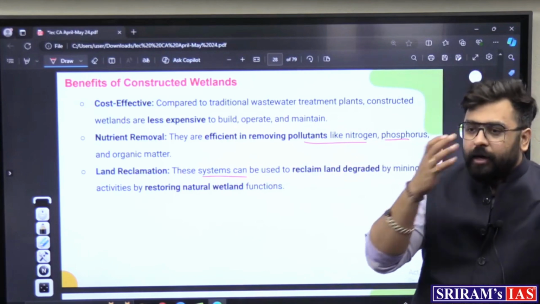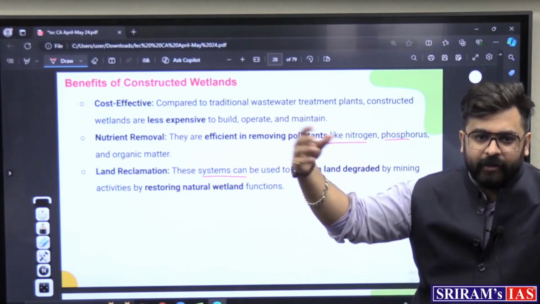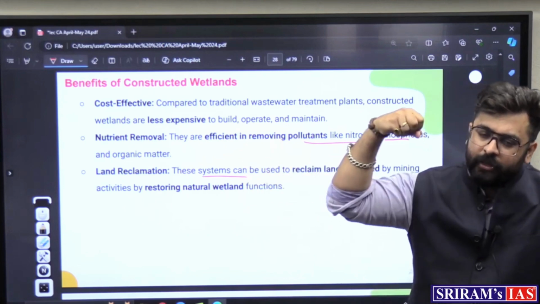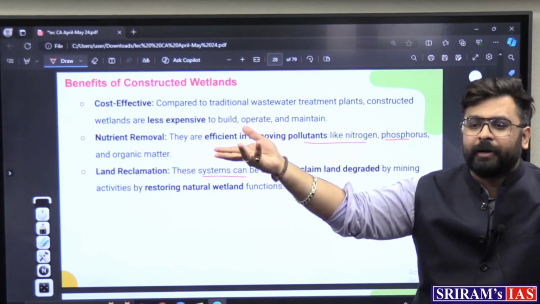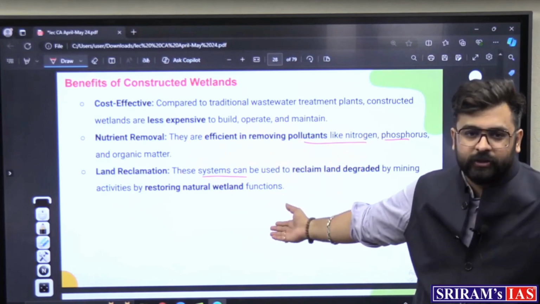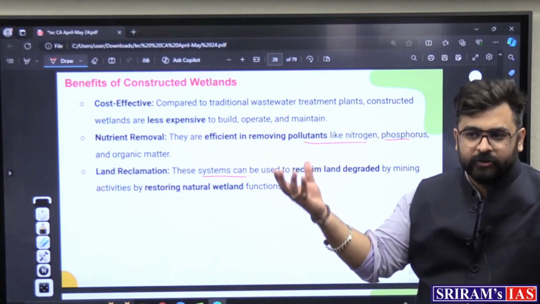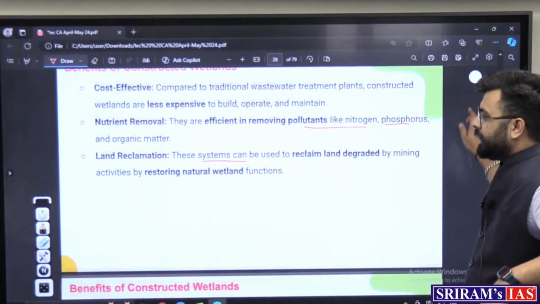Let's say an empty mine, there used to be a mine there, but all the mineral they have extracted and now this mine is empty, dumped. That region can be used as a constructed wetland. It will increase the biodiversity in that region. So it will help in land reclamation.